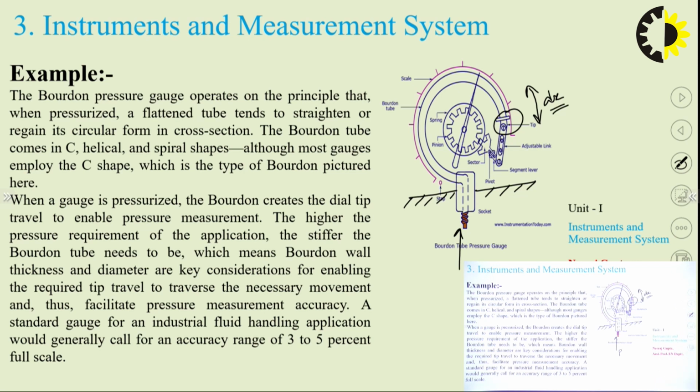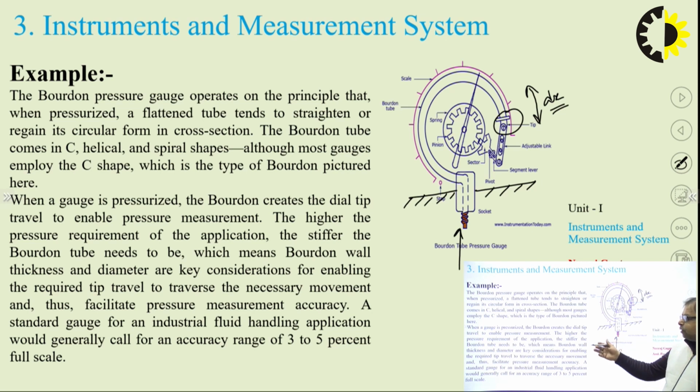The Bourdon pressure gauge operates on the principle that when pressurized, a flattened tube tends to straighten. That means, if we apply pressure from here, it will try to straighten, or regain its circular form in the cross section. The Bourdon tube comes in a C type, it could be helical type, it could be spiral shaped, although most gauges employ the C shape Bourdon tubes, which is the type pictured over here. When a gauge is pressurized, the Bourdon creates a dial tip travel to enable pressure measurement.